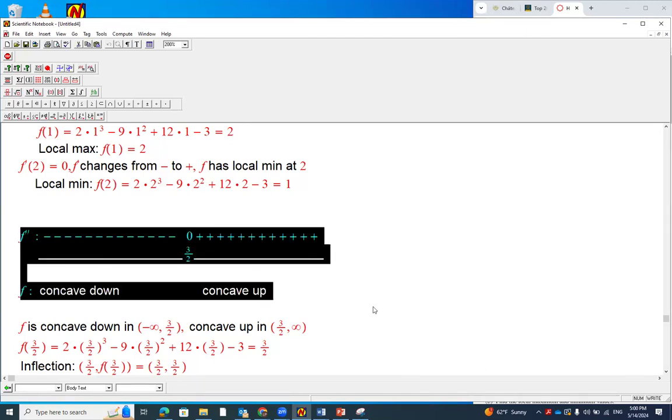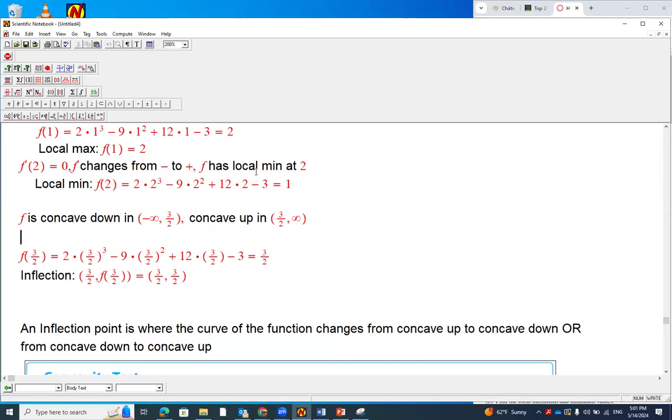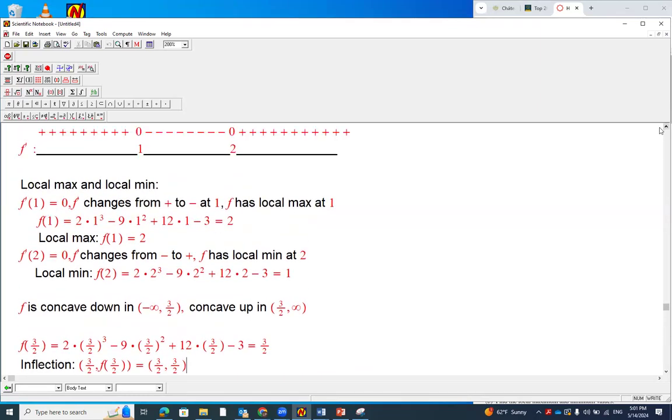And you can just say, if you show that picture, nobody says you can't, right? So it's concave down in this interval, concave up in that interval. And then the next one is about the inflection point. Okay. Inflection point. That's it. So now let's look at everything, all the work you need to show.